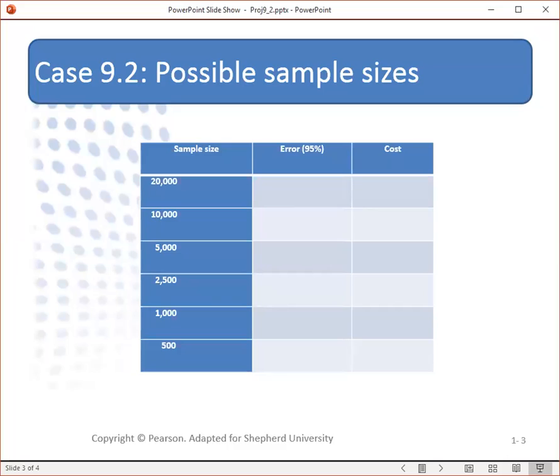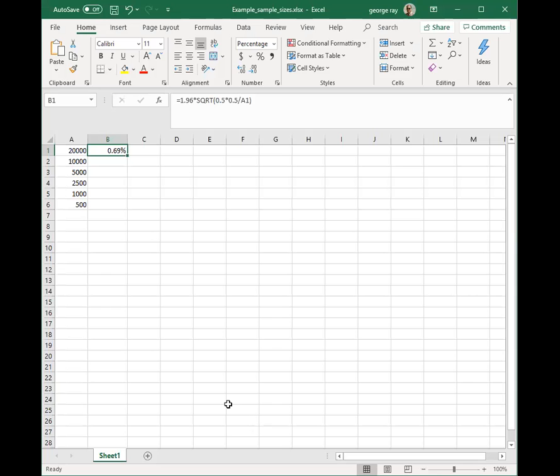Okay, let's get started. Let me show you how we go about this. You can compare your work. Let me switch over to Excel. There we go. So here we have the sample sizes from 500 up to 20,000. And I've calculated the error for 20,000. The number 20,000 is the sample size, and that is in cell A1.